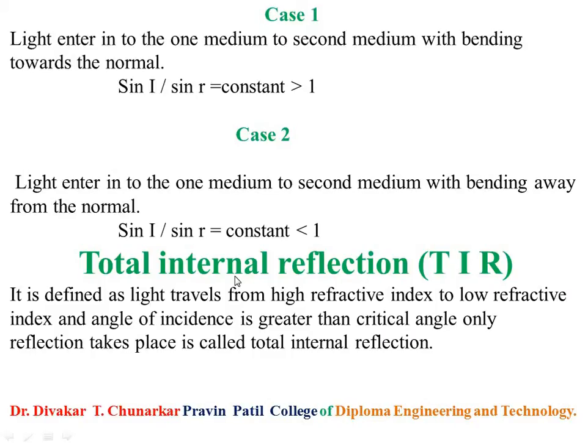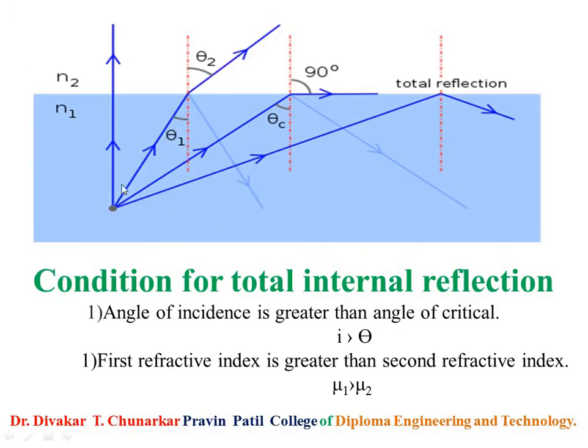Total internal reflection is defined as light travels from a high refractive index to a low refractive index and the angle of incidence is greater than the critical angle. Only reflection takes place, not refraction. Only reflection takes place, which is called total internal reflection. And this is the ray diagram of total internal reflection.